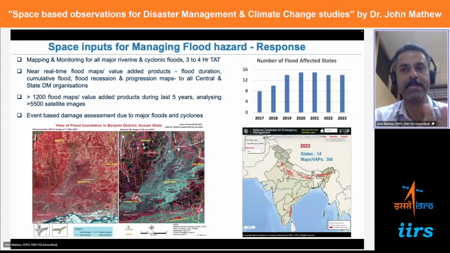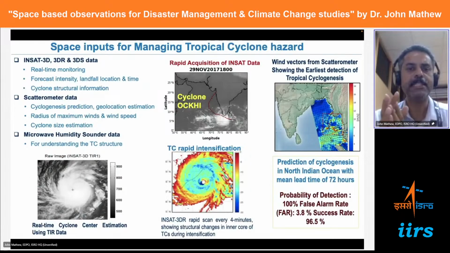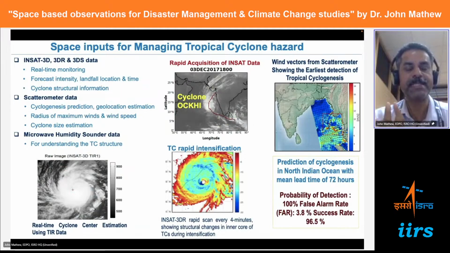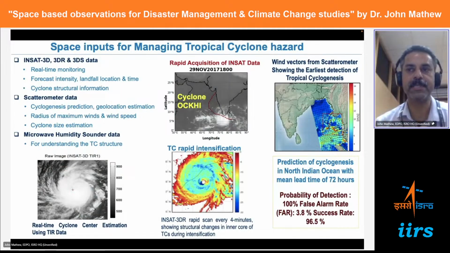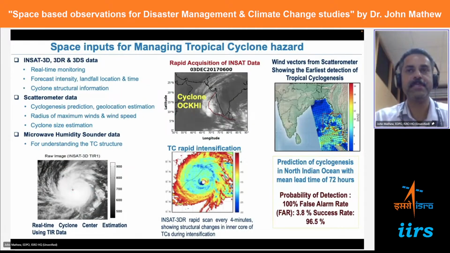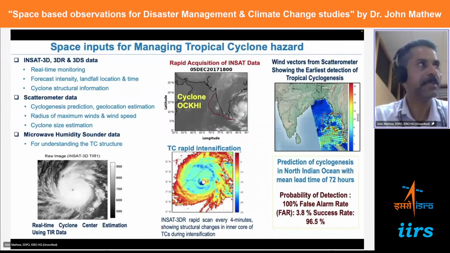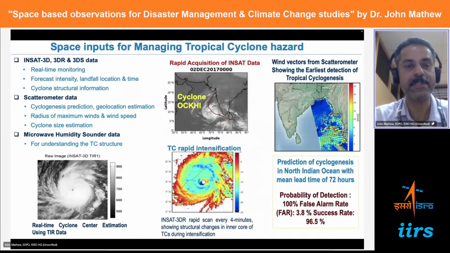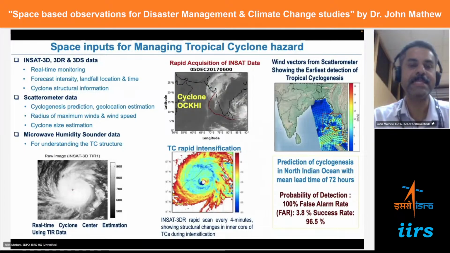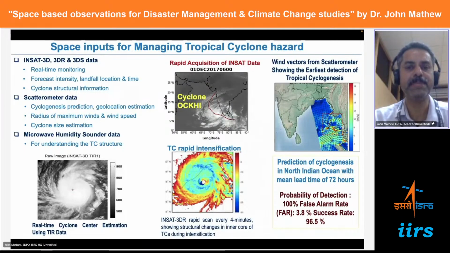So these are the three important activities I have explained: flood hazard zonation, flood early warning, and the third one, near real-time mapping of floods. Let's move on to how space is supporting the management of tropical cyclones. You might have heard about the super cyclone in Odisha in 1999, wherein more than 10,000 lives were lost. But when similar types of cyclones occur today, the loss of lives is limited to maybe a single digit.